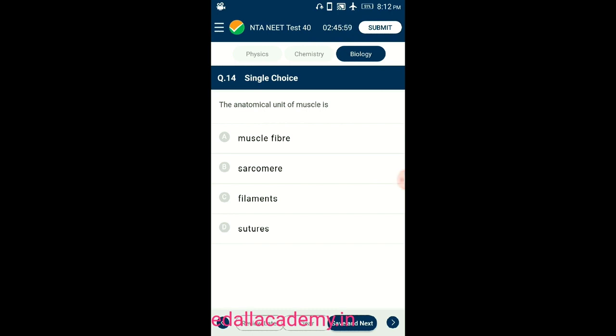So the answer for this question is muscle fibers. Anatomical unit of muscle is, that is muscle fiber. So the correct option is A.